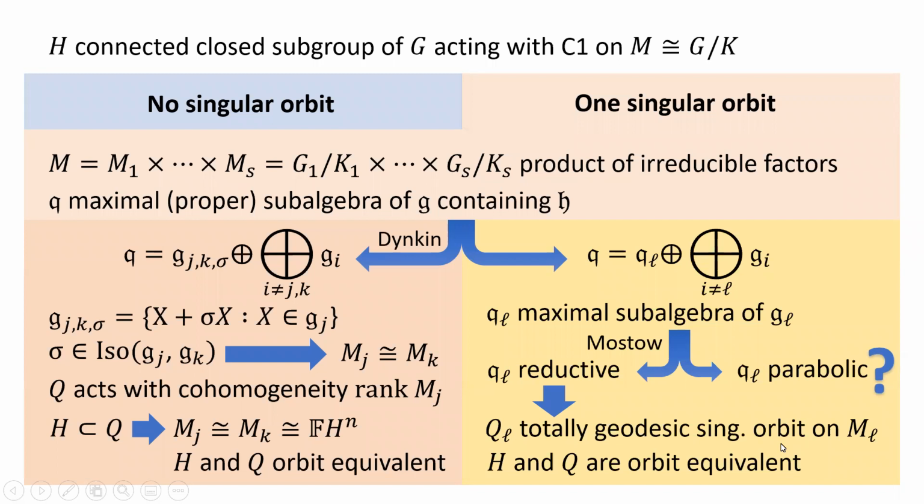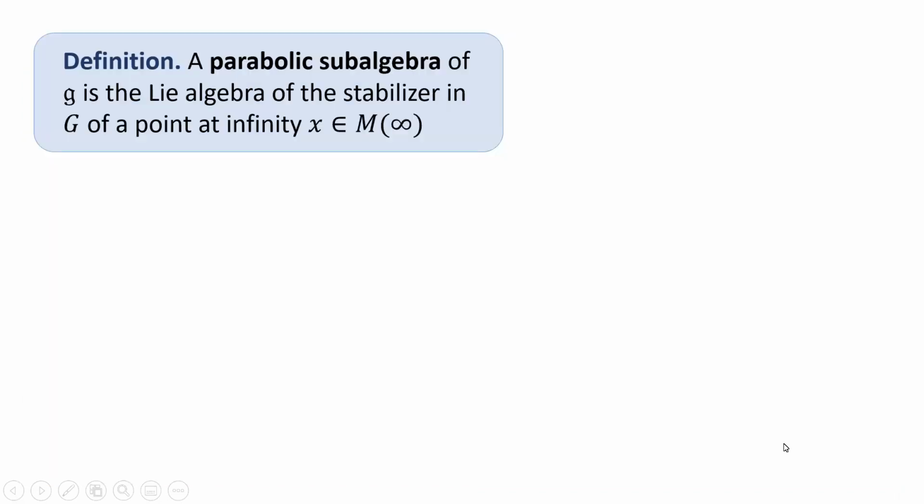So what does it mean to be parabolic? A parabolic subalgebra of a semi-simple Lie algebra G, geometrically speaking, is the Lie algebra of the stabilizer in G of a point at infinity of the symmetric space. Remember, we have a symmetric space of non-compact type. We can visualize it in the ball model.